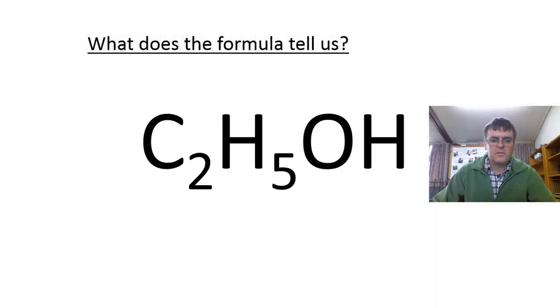What does this formula tell us? Let's start by looking at the symbols we've got. Well, what's this called anyway? This is a molecule of alcohol. In actual fact, this one here is ethanol. So we've got a carbon, a hydrogen, an oxygen, and another hydrogen over here. How many different elements have I got? I've got 3: a carbon, a hydrogen, and an oxygen in there.